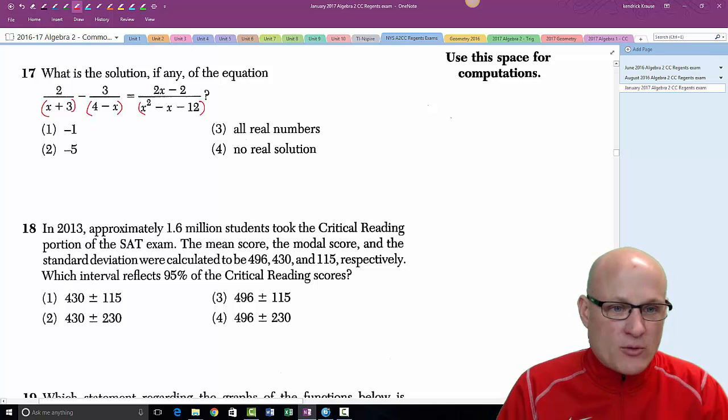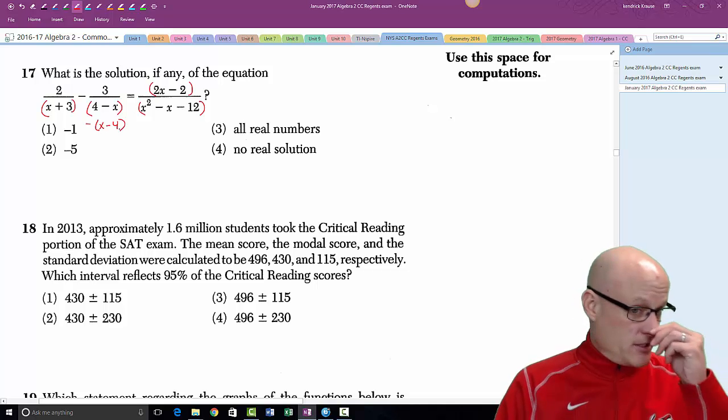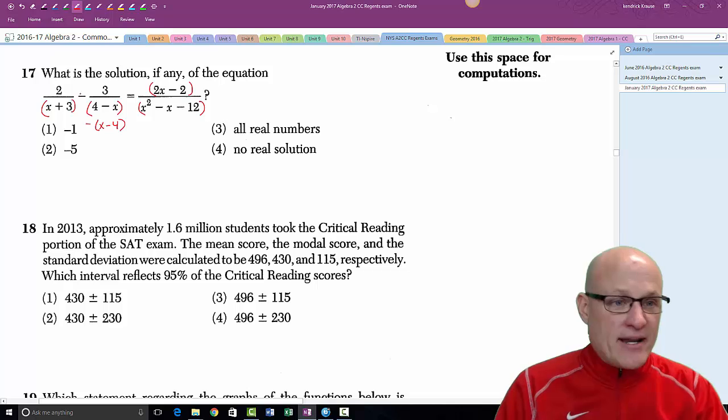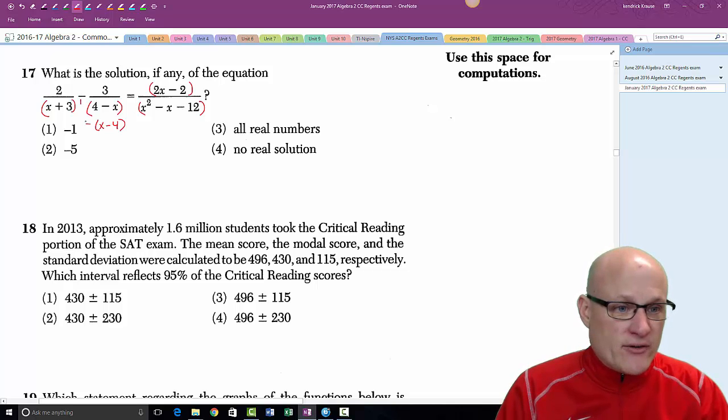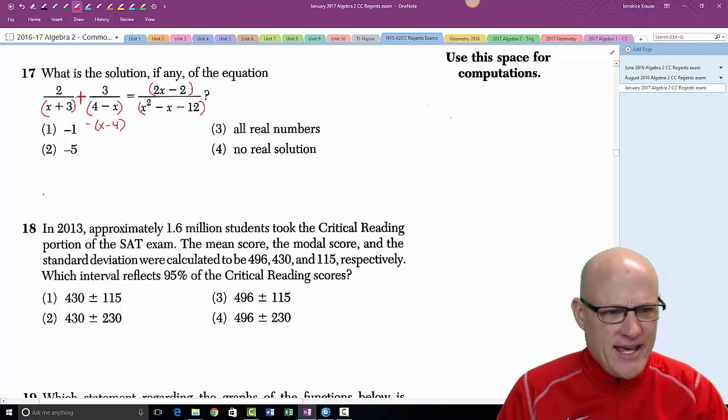So because that's backwards, I'm going to turn it around and make it negative x minus 4. But that negative and that negative, these two negatives right here, make a positive. So I'm going to turn that into positive. Oh, I can do that? Yeah. So now I have to figure out what my common denominator is.